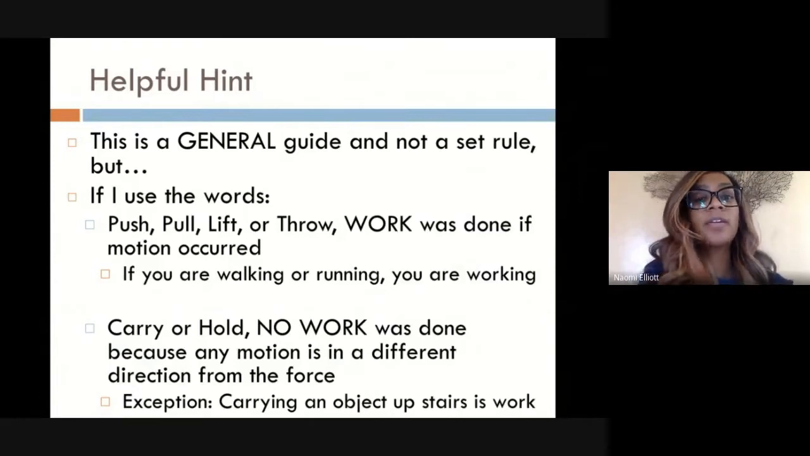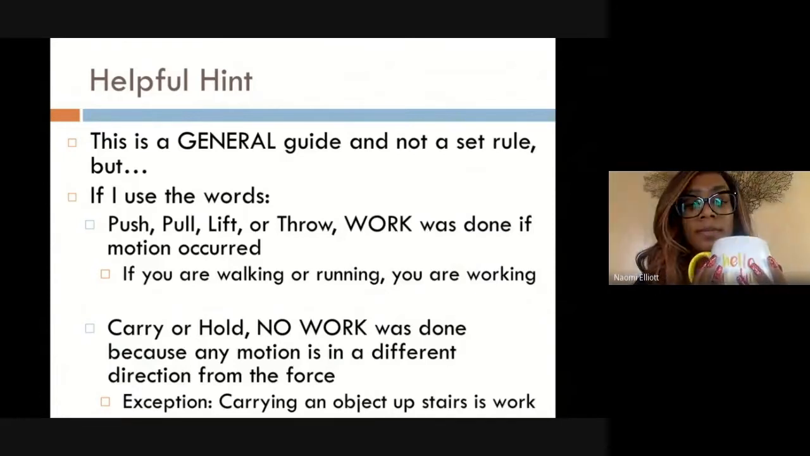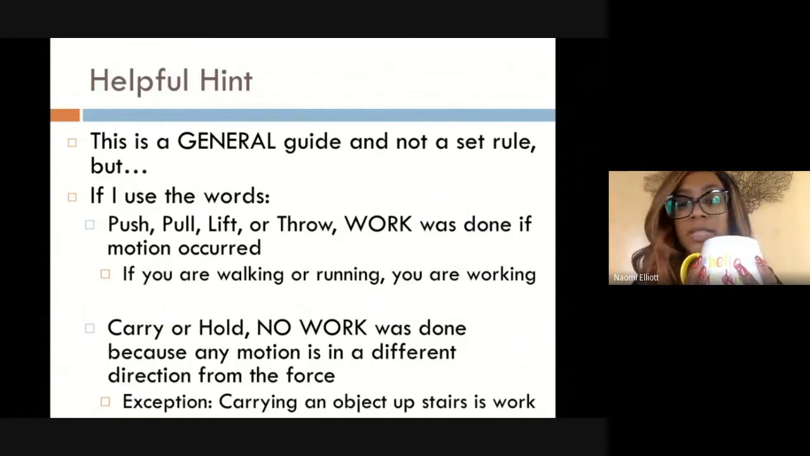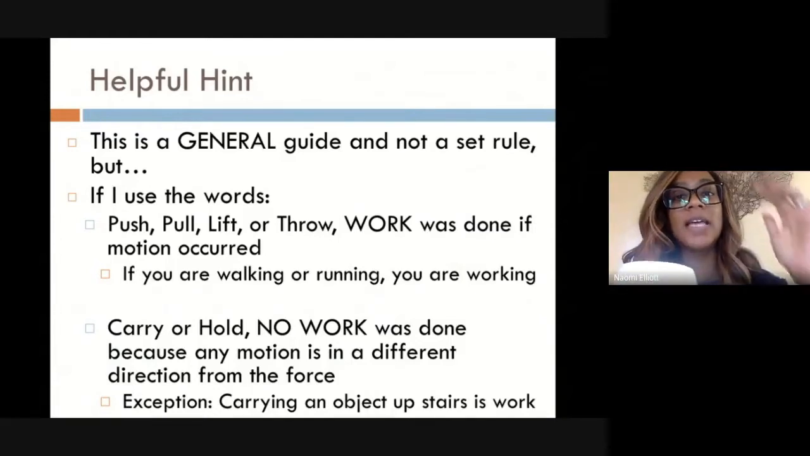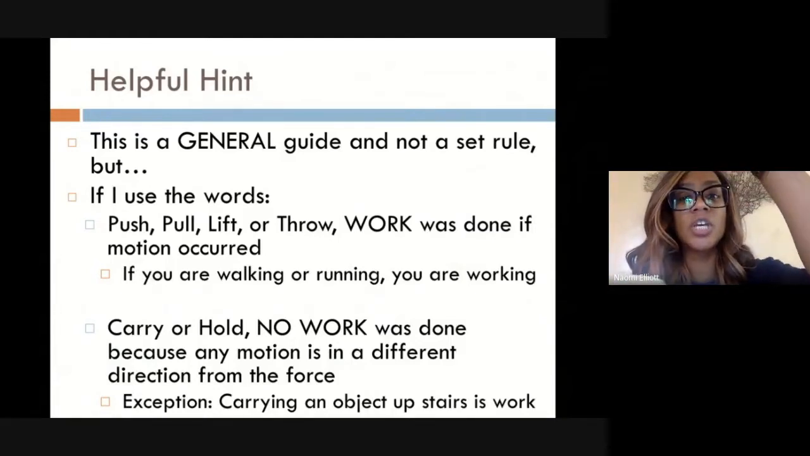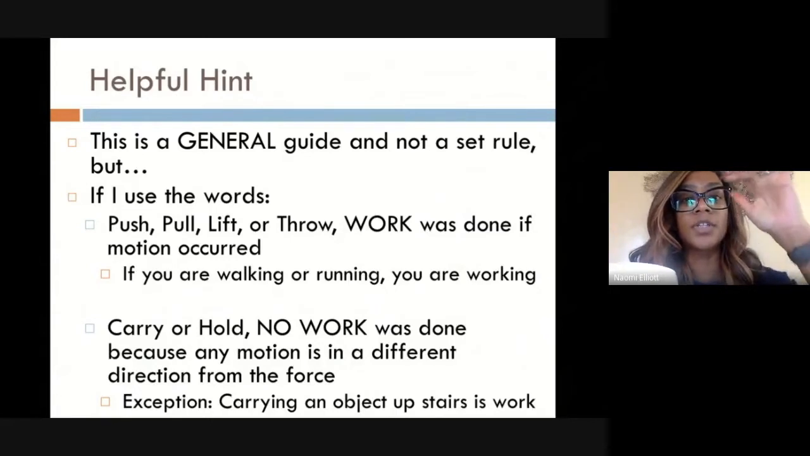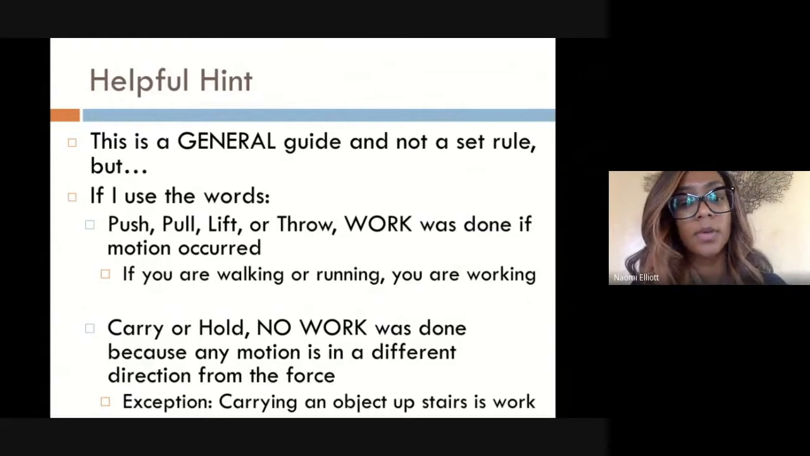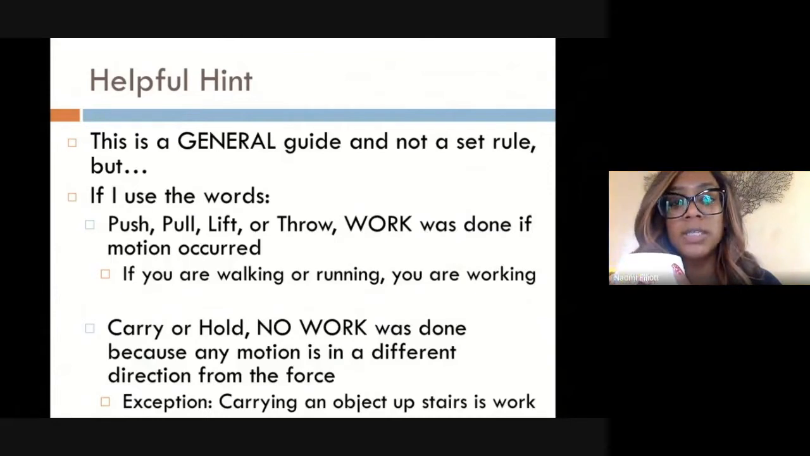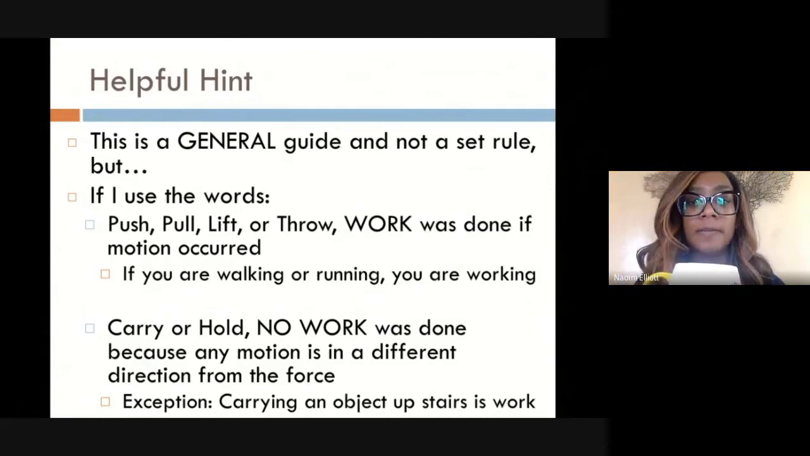However, if you carry something or hold something, no work was done because any motion is in a different direction from the force. The exception would be carrying an object up the stairs, because that is work: there's a change in the distance. Again, if you see the words carrying something or holding on to something, there is no work being done.